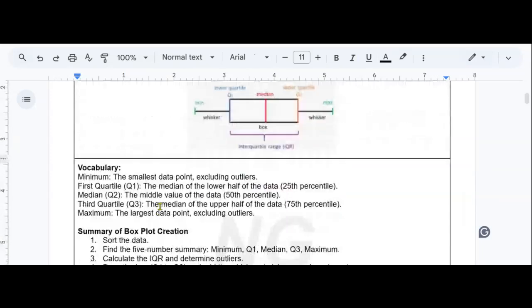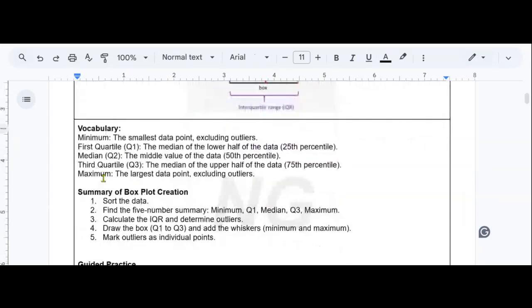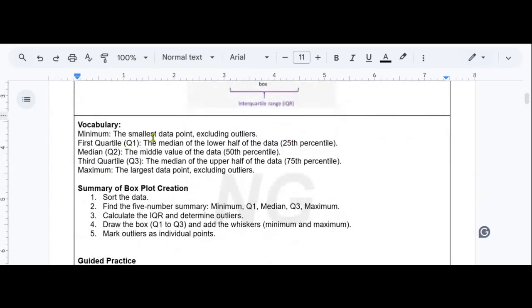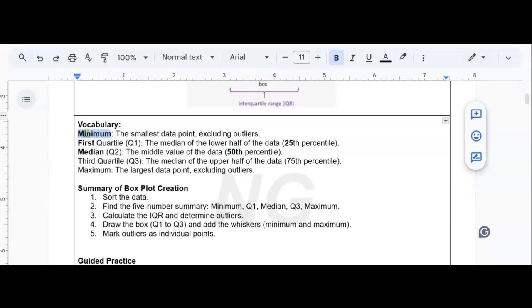All right, so let's take a look at the minimum. Of course, you know what's the minimum, right? The smallest data point. And the first quartile is the median of the lower half of the data, which is 25%. Is this clear? That's called first quartile. What about the median? Who can tell me what's the median? Yeah, 50%, which is the middle number. Clear? If you understand, raise your hand. If you don't understand, raise your hand.